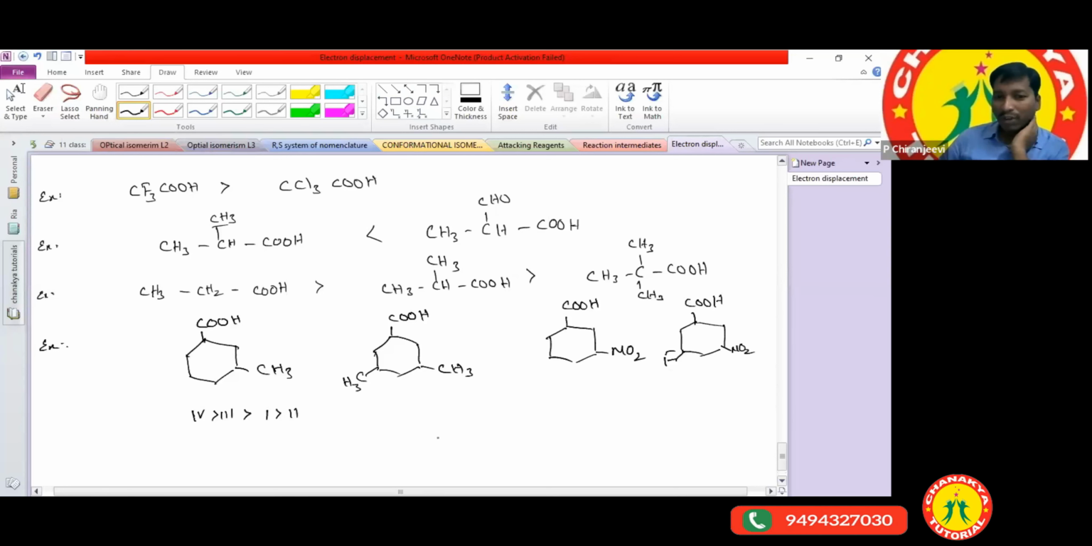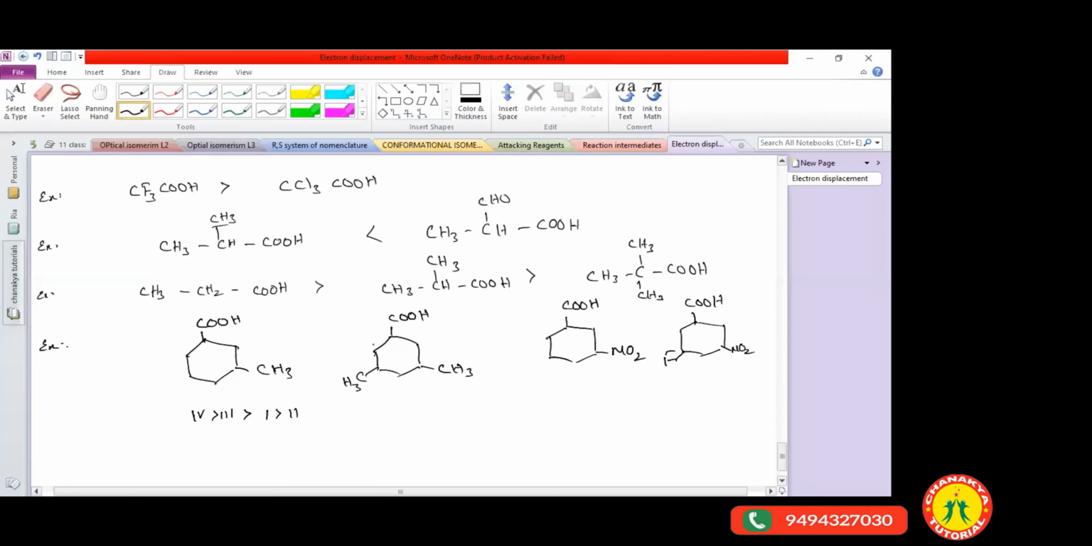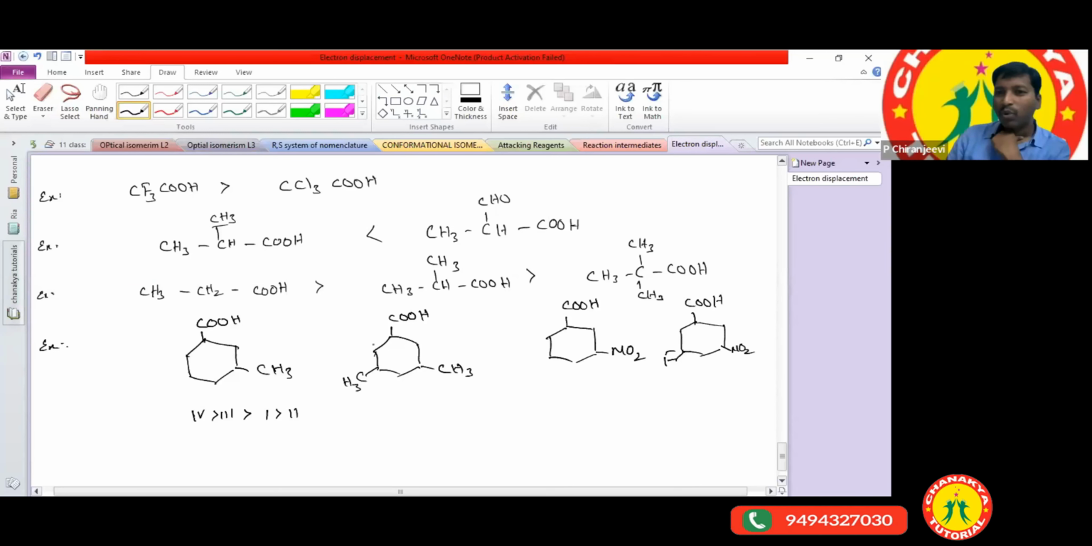Does anyone have a doubt regarding this part? Do you have any doubts, ma? Sirisha? No, sir. Tanish? I gave so many examples. Just go through the notes and practice, ma. Then only you can understand. In the next class, we will discuss the mesomeric effect. So we'll continue in the next class.